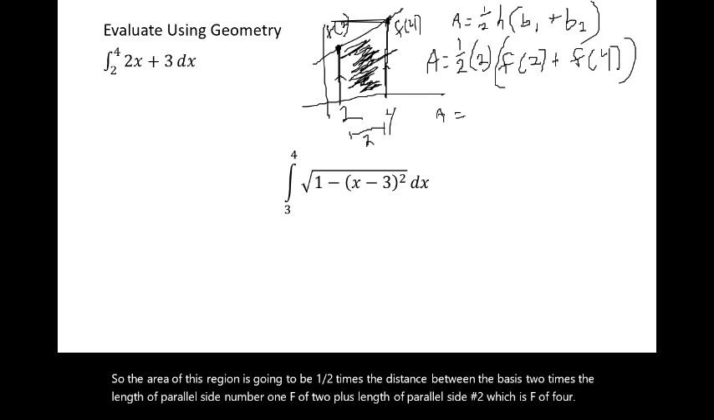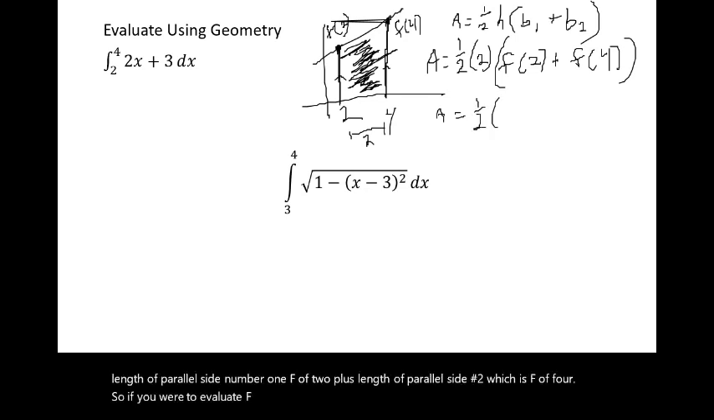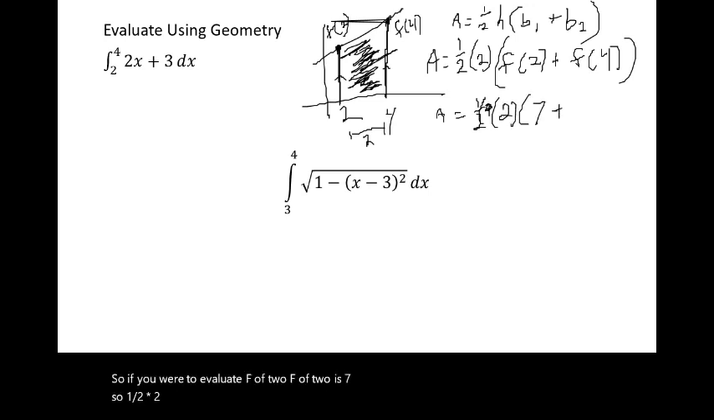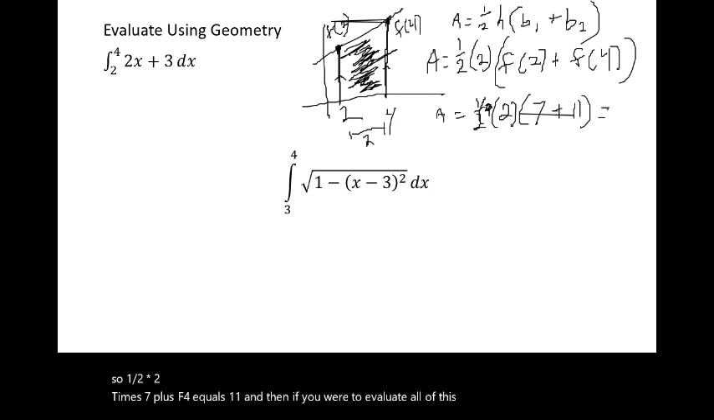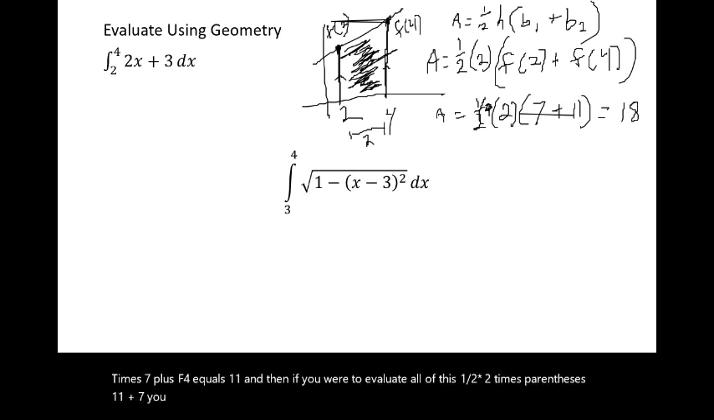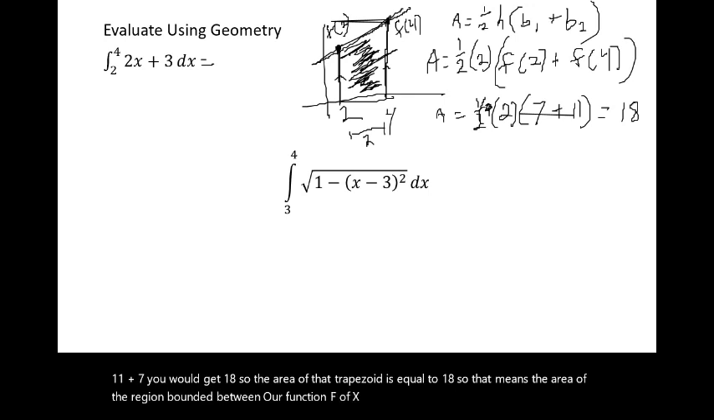So if you were to evaluate, f of 2 is 7. So 1/2 times 2, times 7, plus f of 4 equals 11. And then if you were to evaluate all of this, 1/2 times 2 times parentheses 11 plus 7, you would get 18. So the area of that trapezoid is equal to 18. So that means the area of the region bounded between our function f of x, the x-axis, and x equals 2 and x equals 4 is going to be 18.